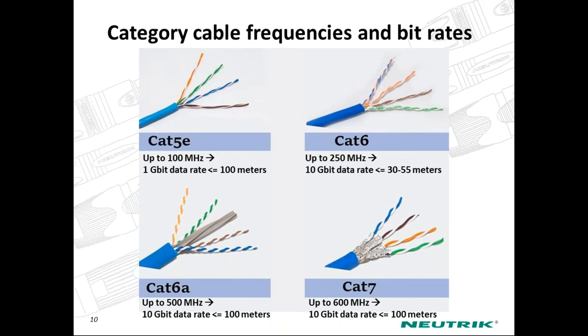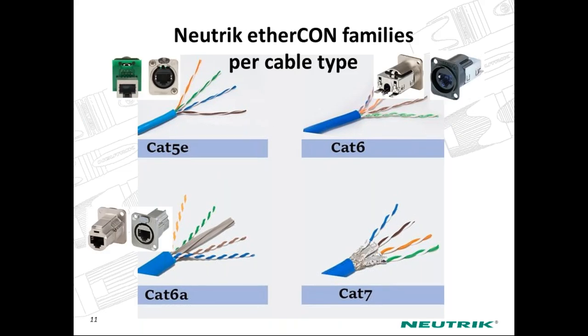If you're in the Dante world on audio, you're very comfortably in Cat5e. If you're transmitting high def video uncompressed, you want to be in the Cat6 world. So let's move on and let's take a look at the Neutrik etherCON families, which map onto these cable types.